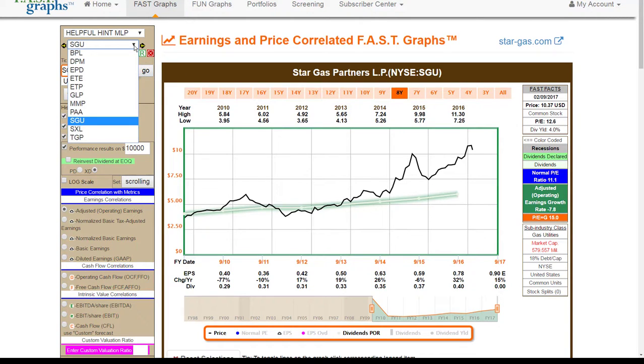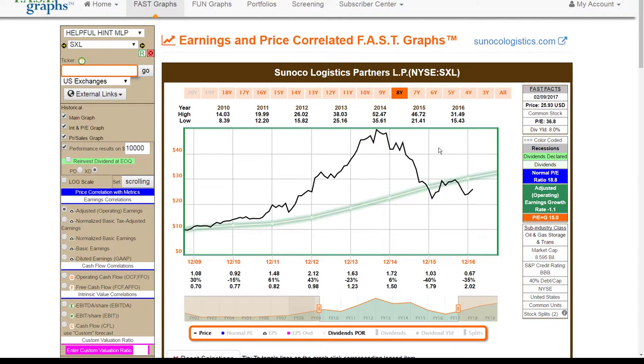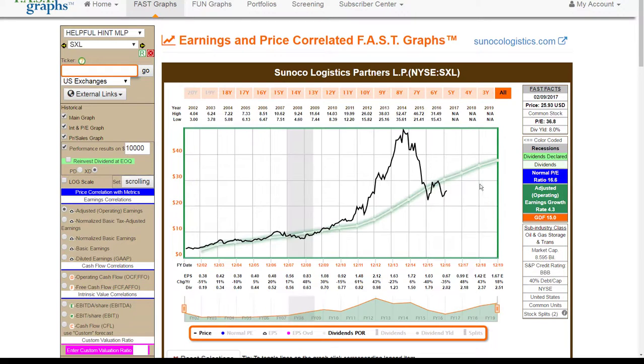So as I said, I don't necessarily consider this to be an extremely scientific or sophisticated financial analysis technique when looking at MLPs, but on the other hand, there does seem to be some very interesting correlations between the value of an MLP and its dividend yield over time.